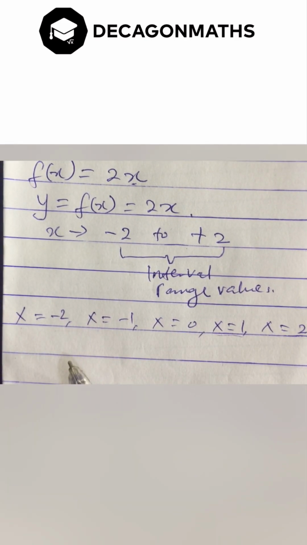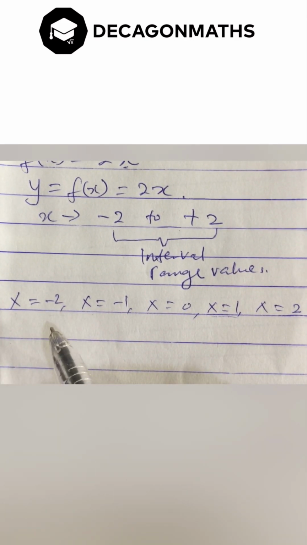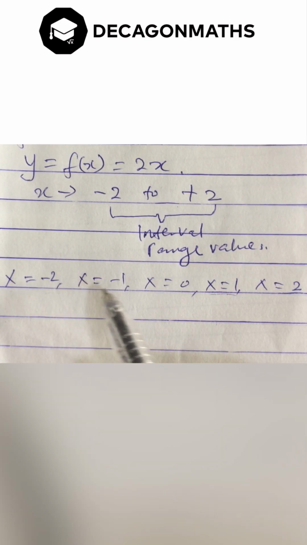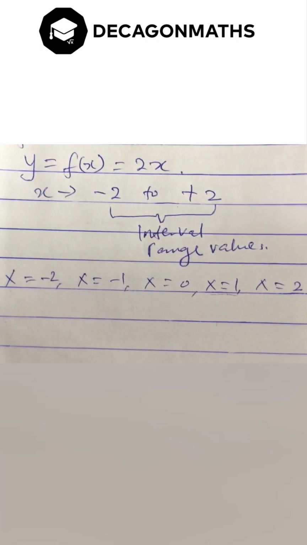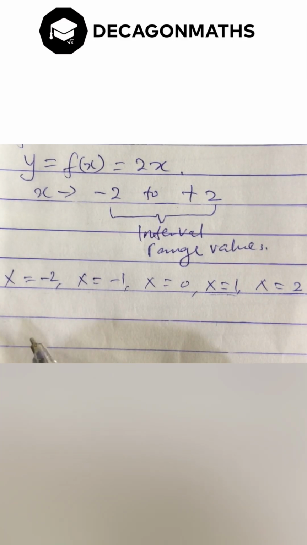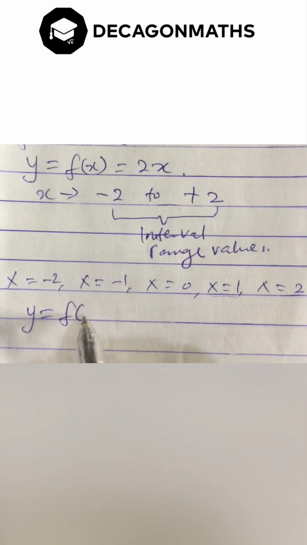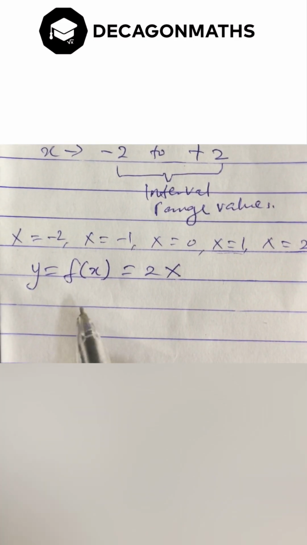Now, since we have obtained the values of the independent variable, how do we get the value of the dependent variable, which is y? We obtain the values of the dependent variable y by inputting the values of the independent variable x into our function f of x, right? That's how we are going to get the values of the dependent variable y. I want us to recall that we said y equals f of x, which equals 2x, right?